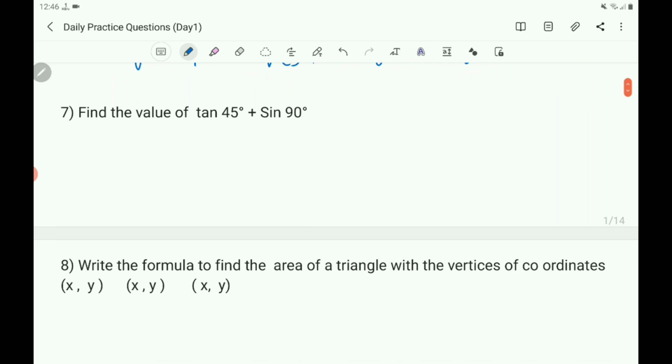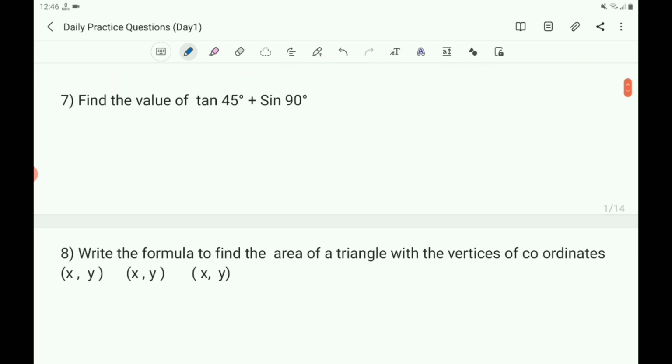Next, seventh question you take. Find the value of tan 45 degree plus sin 90 degree. Here you take tan 45 degree plus sin 90 degree.